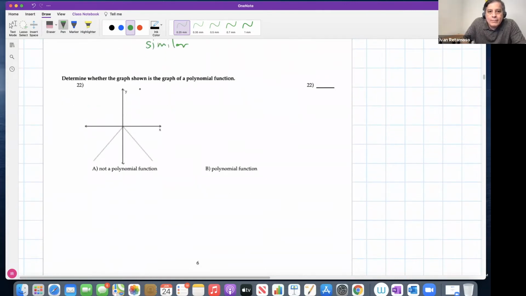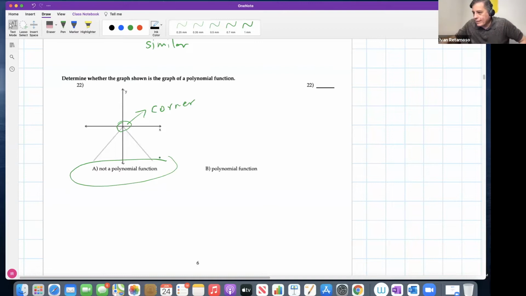Determine whether the graph shown is the graph of a polynomial function. Well, remember, for the graph of a polynomial function, it has to be smooth, all in one piece. This is only one piece, but this is not a smooth corner, right? Corners are no good for polynomial functions, so we're gonna say not the graph of a polynomial function, because of the corner, right?